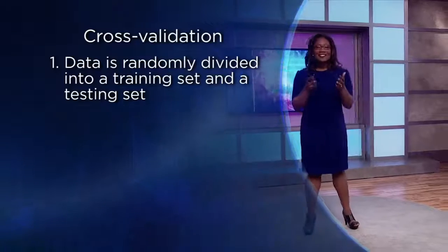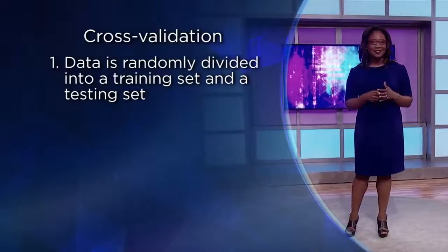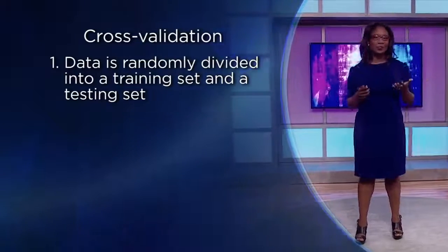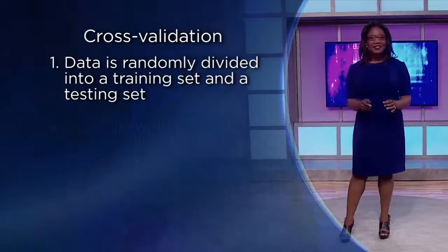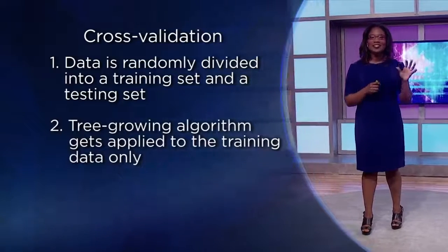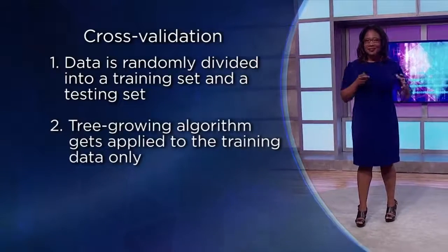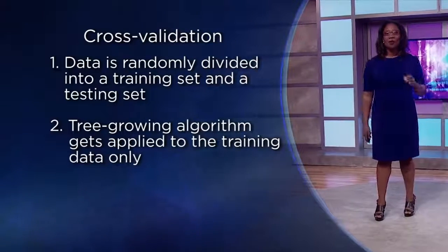All right, here's how it works. First, the data is randomly divided into a training set and a testing set. Maybe 80% and 20% or 90% and 10%. Secondly, a tree growing algorithm gets applied to the training data only. In fact, we're going to try to grow the largest tree we can, and this is likely going to overfit the data.